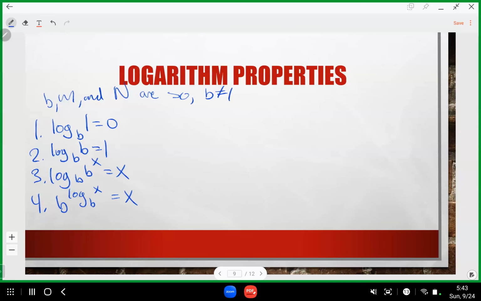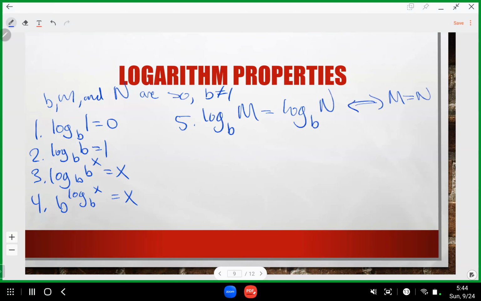Now, we have a couple of other properties here. Number 5 is log base b of m is equal to log base b of n if and only if m is equal to n.